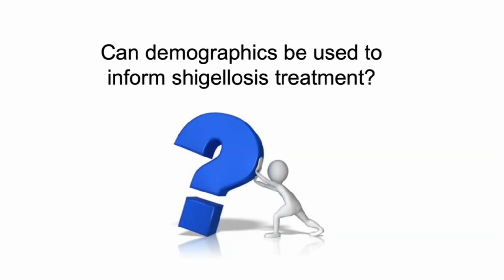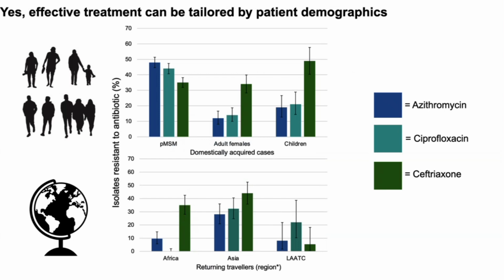So then I asked, can demographics be used to inform shigellosis treatment? In short, yes, it can. Effective treatment can be tailored by patient demographics. This graph shows isolates resistant to antibiotic as a proportion, and the colors represent the different antimicrobials: azithromycin, ciprofloxacin, ceftriaxone. And as you can see, unfortunately, in presumptive MSM, so that's taking sex, no travel to higher risk regions, and age 16 and above, there's resistance to all three across the board. But in adult females and children, there are discrepancies in the amount of resistance, especially in comparison to PMSM.